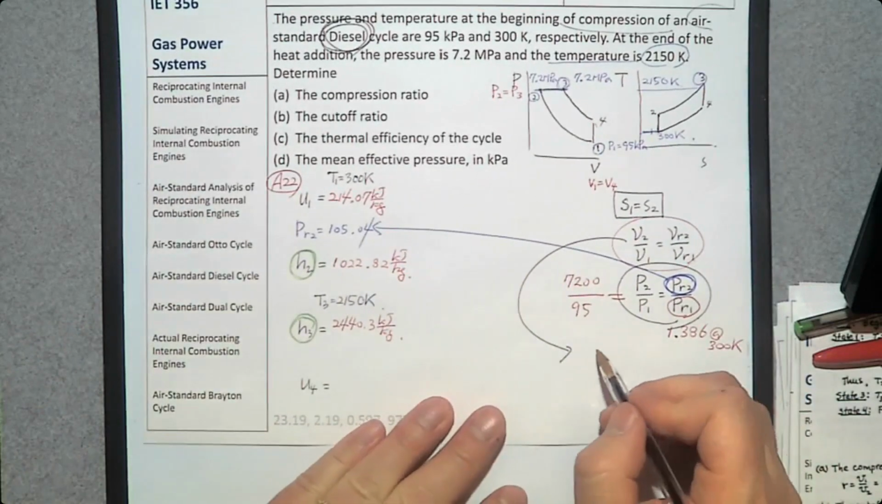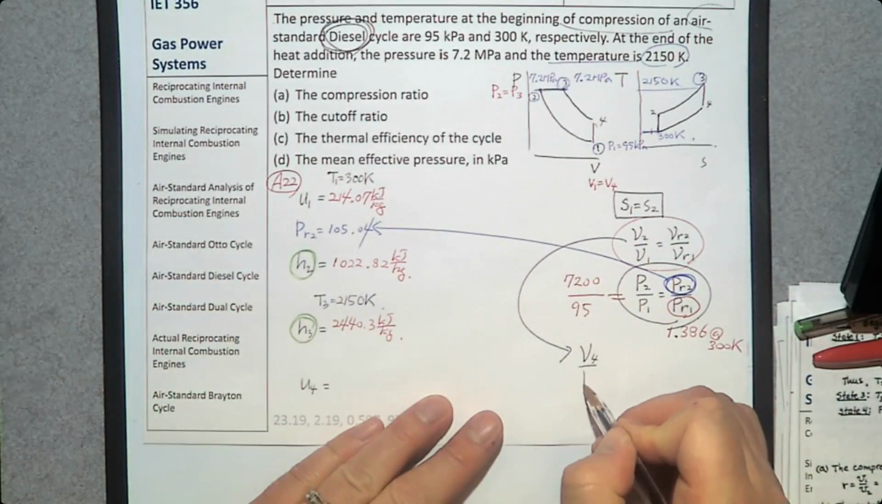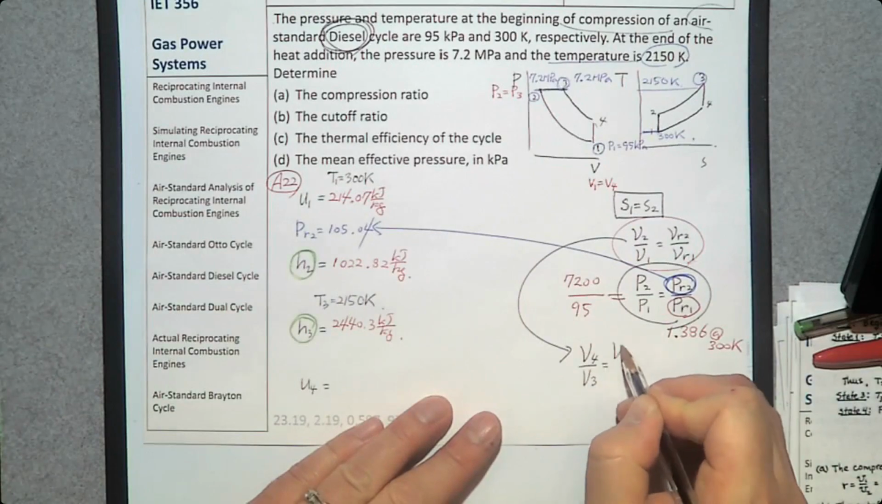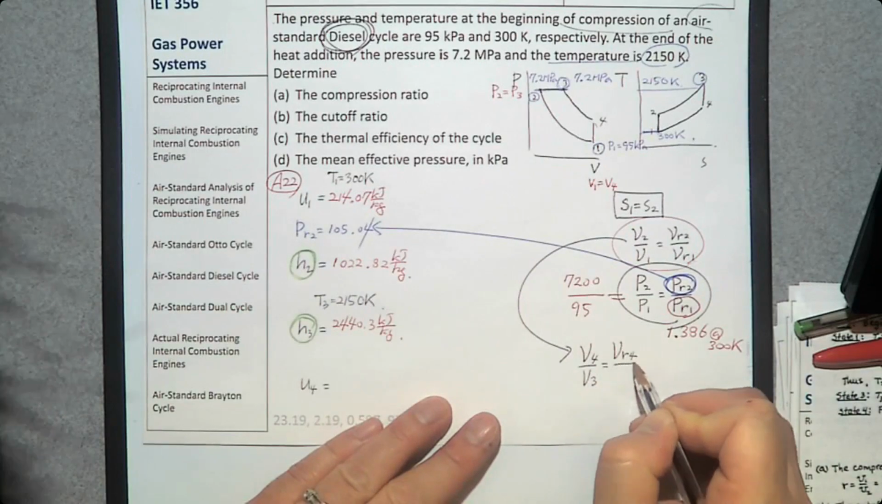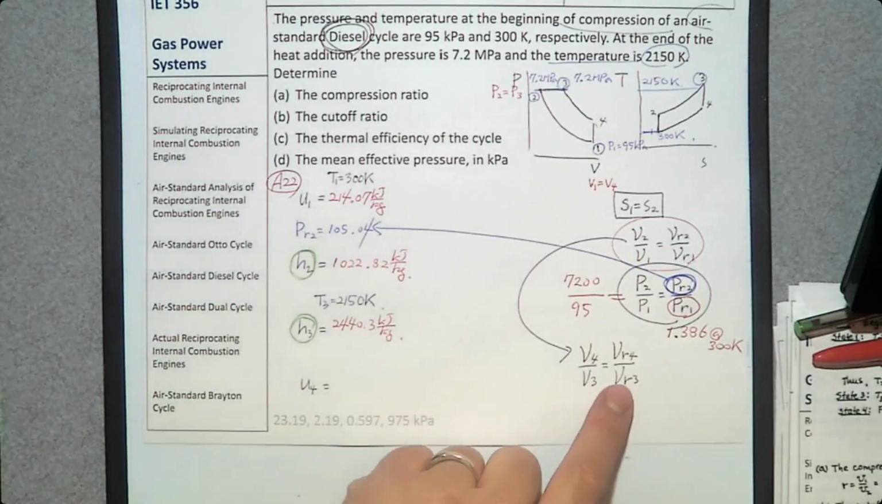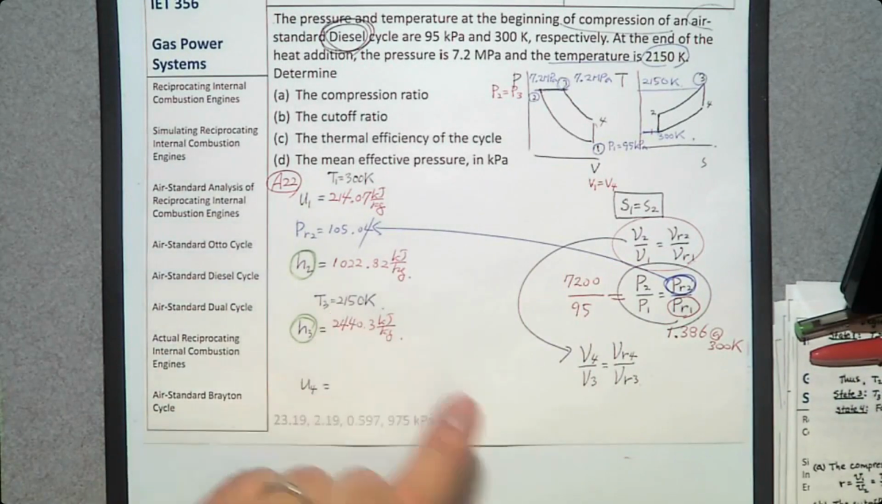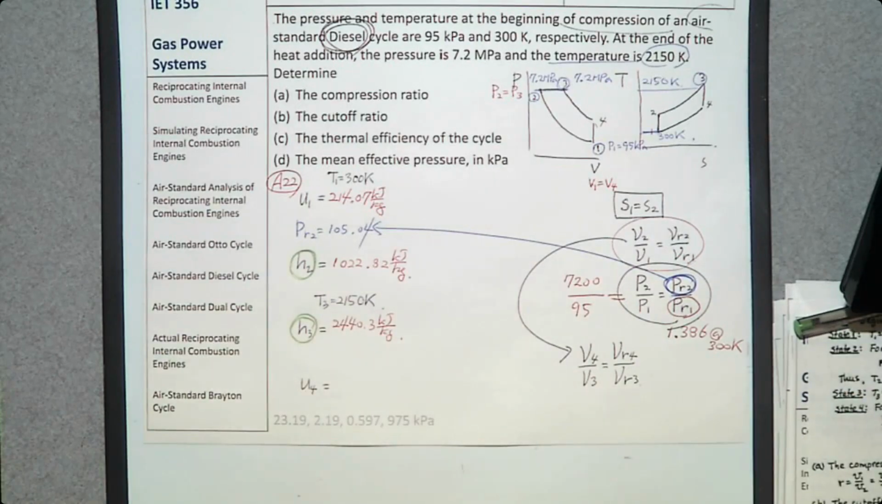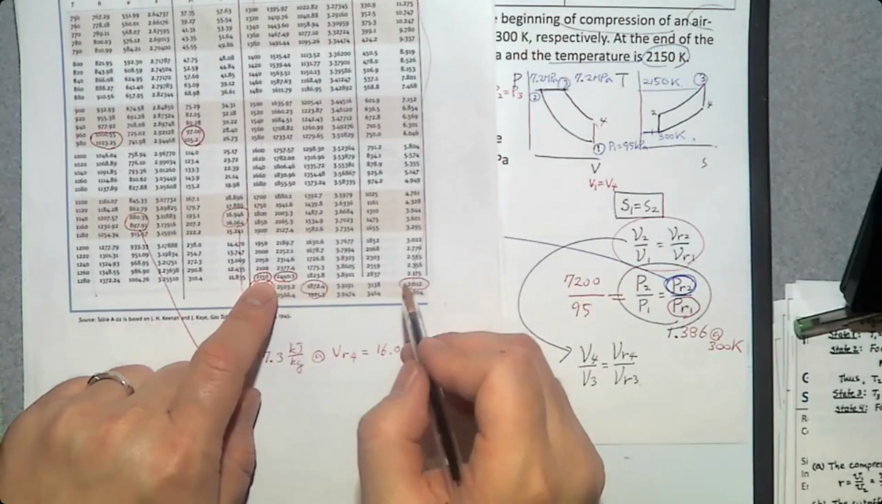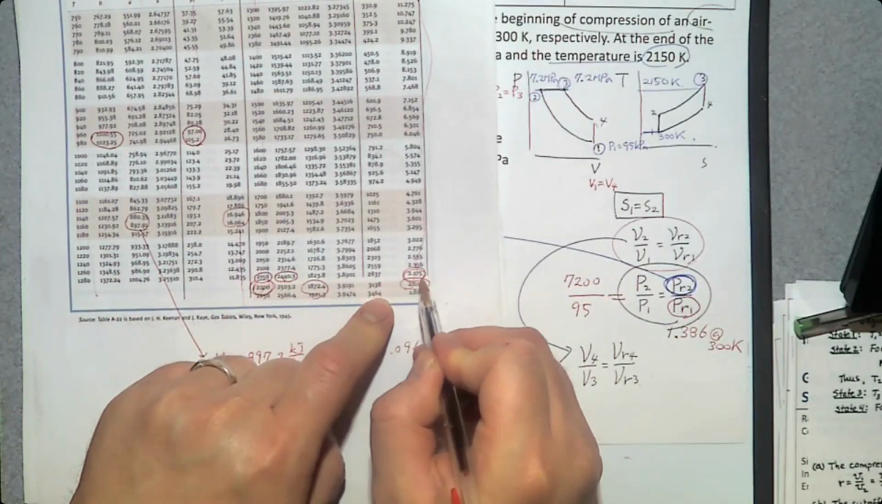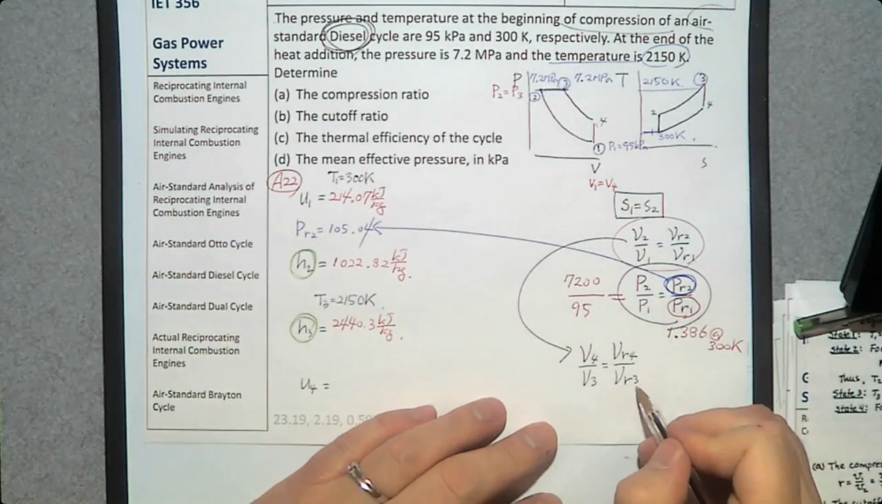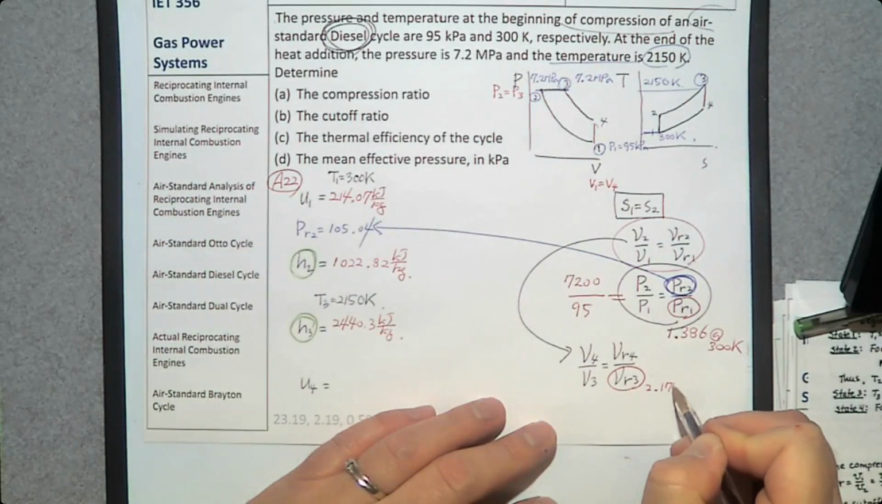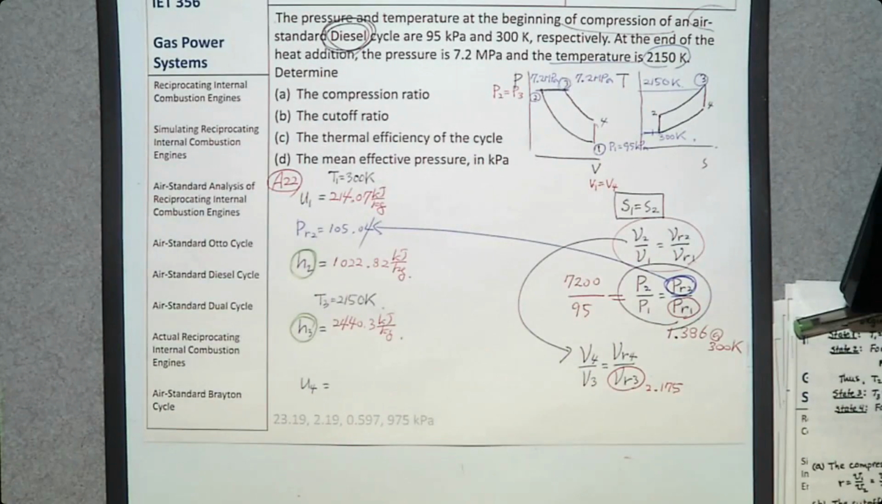So it is V4 over V3 is VR4 over VR3. Can we find VR3? Yes, from this temperature. At 2150, VR3 is going to be 2.175. So if you know V4 over V3, you can find VR4, find U4, right? So let's find V4 over V3.